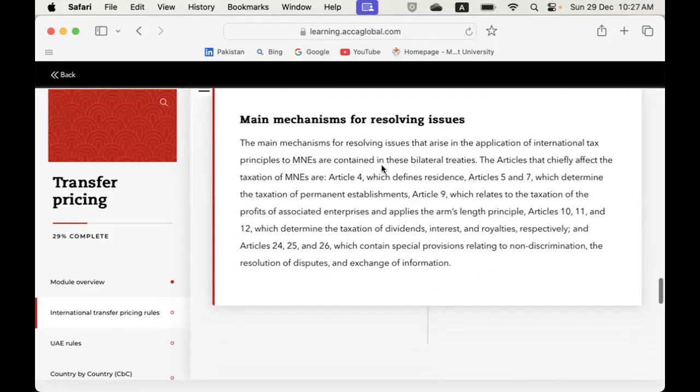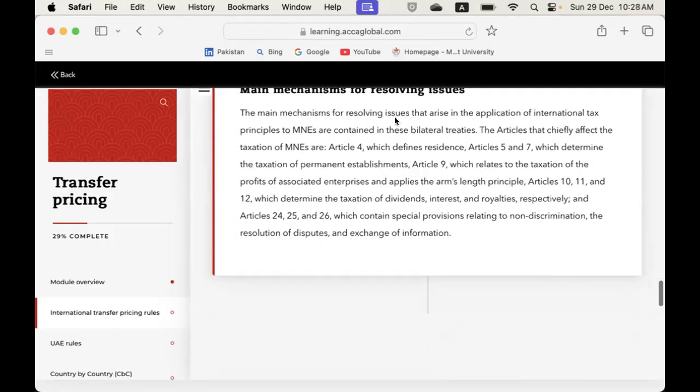Main mechanism for resolving issues. The main mechanism for resolving issues that arise in the application of international tax principles to MNEs is contained in these bilateral treaties. The articles that chiefly affect the taxation of multinational enterprises are, now we are going to know about these articles. Article 4 of this model tax convention addresses the concept of residence.